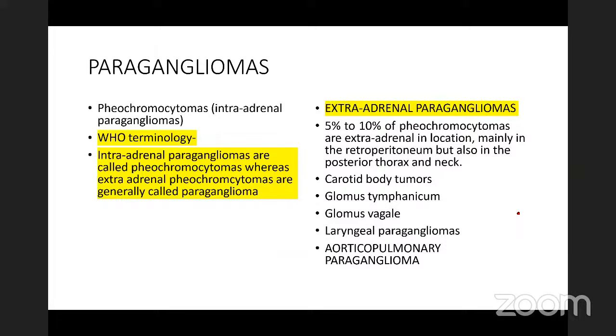Now, when I talk about paragangliomas, guys, remember pheochromocytoma is an intra-adrenal paraganglioma, whereas extra-adrenal pheochromocytomas are paragangliomas. So anything like carotid body tumor, glomus tympanicum, glomus vagale, laryngeal paraganglioma, aorticopulmonary paragangliomas are all extra-adrenal paragangliomas, which you should be knowing. There was again a question which was asked, which of the following is not a paraganglioma? So you should know the term paragangliomas very well.